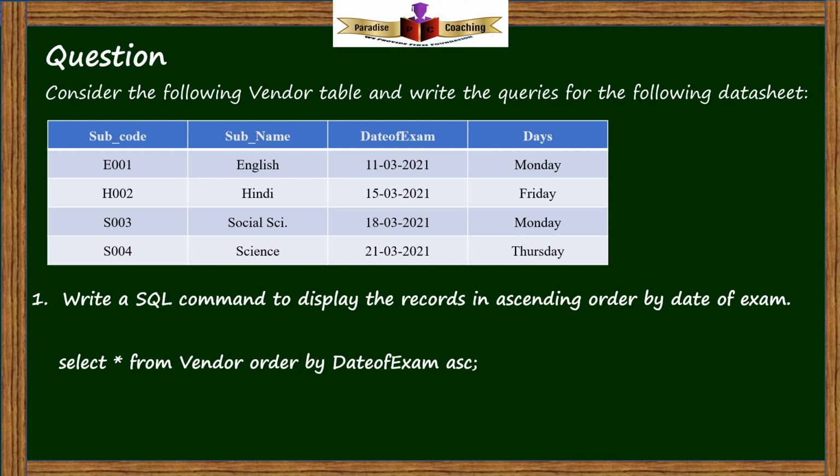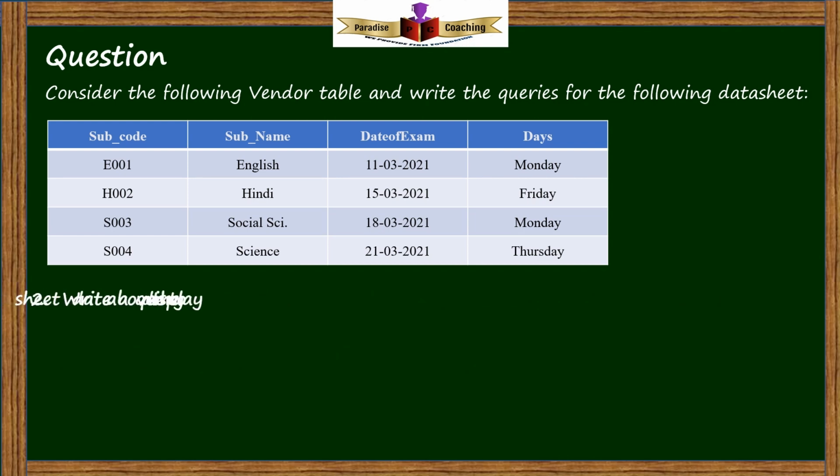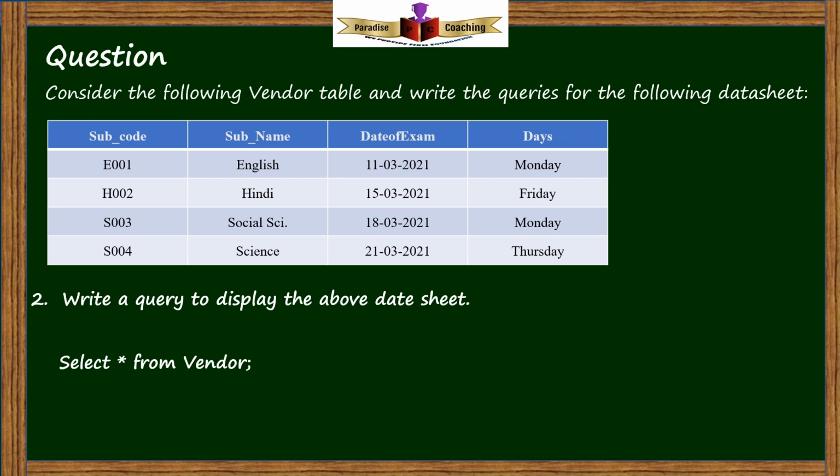Write a query to display the above date sheet. Since all records from the vendor table are to be displayed, the query will be select asterisk from vendor.